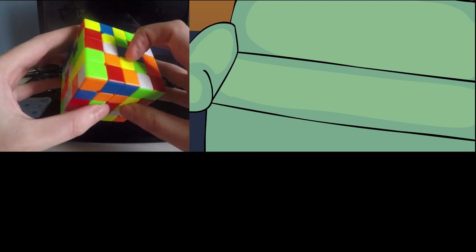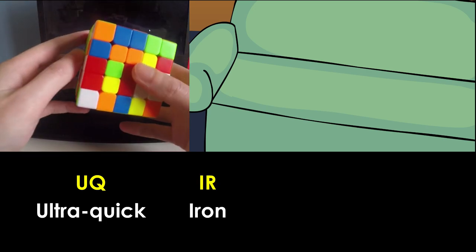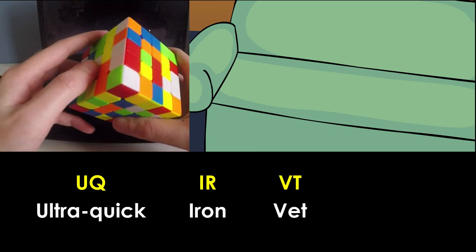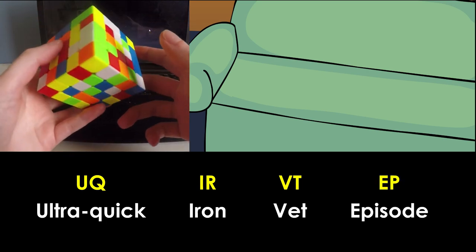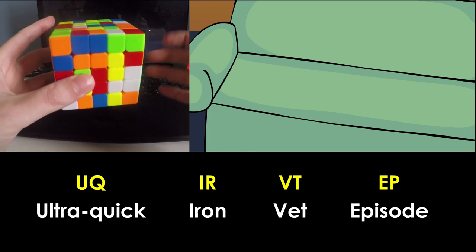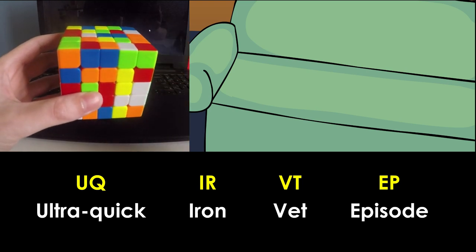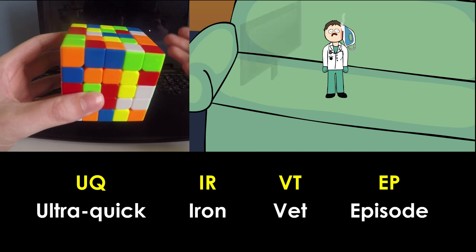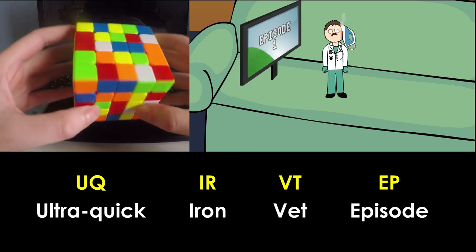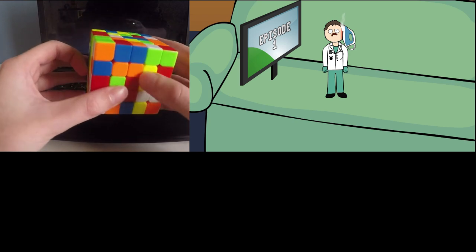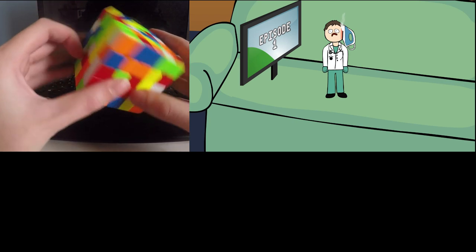So for this image, I have UQ. For UQ, I use ultra quick, and IR is iron, and then VT is vet, and the last pair is EP, which my word for that is episode. And then when it's all one coherent image, you kind of have an ultra quick iron, like zooming into a vet's face, and then they look at this TV that has an episode of something on it. And then after that, I just go through the rest of plus centers using audio.